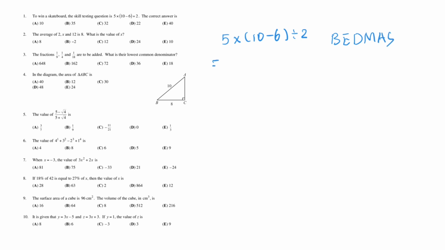So brackets first: 5 times 10 minus 6, that's 4, divided by 2. Multiplication and division are at the same level, so whichever comes first, we do first. That's 20 divided by 2, which is 10. So the answer to number 1 is A.